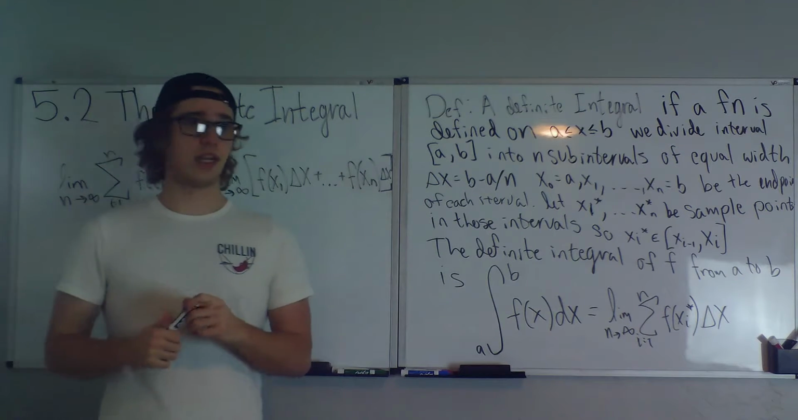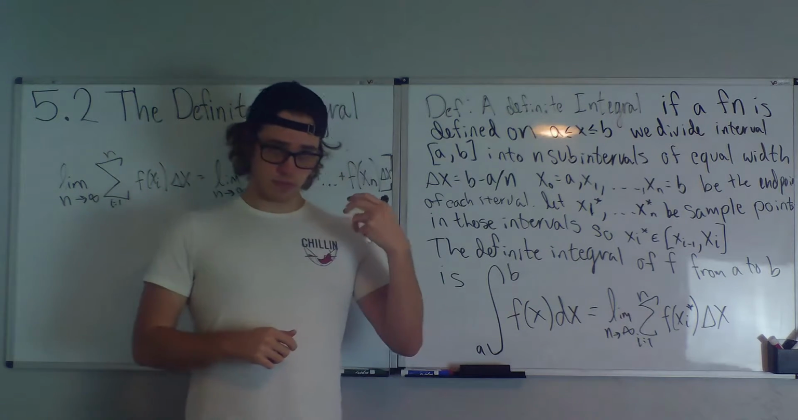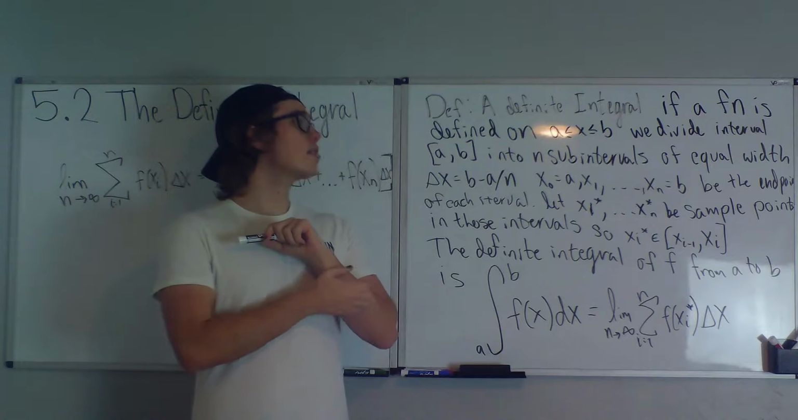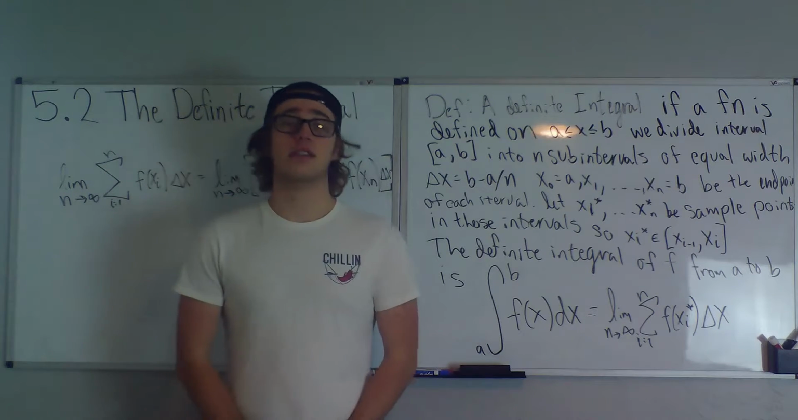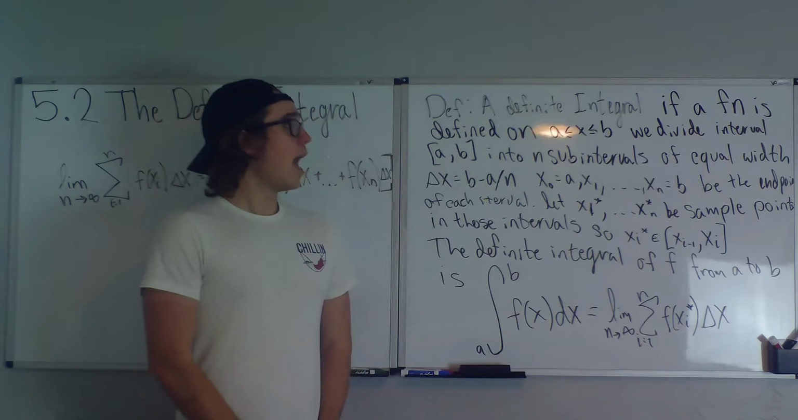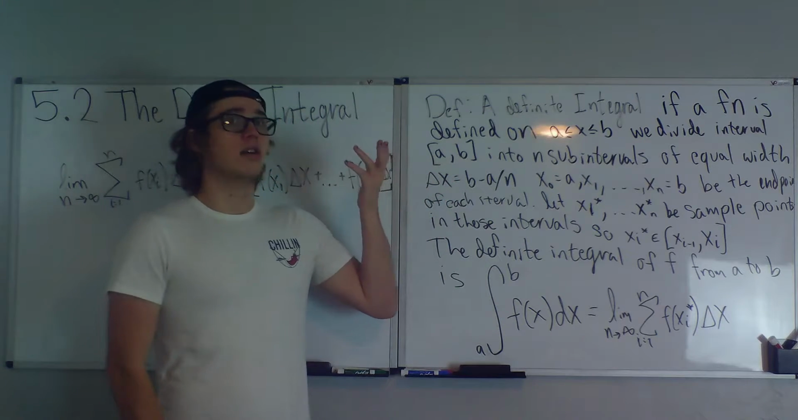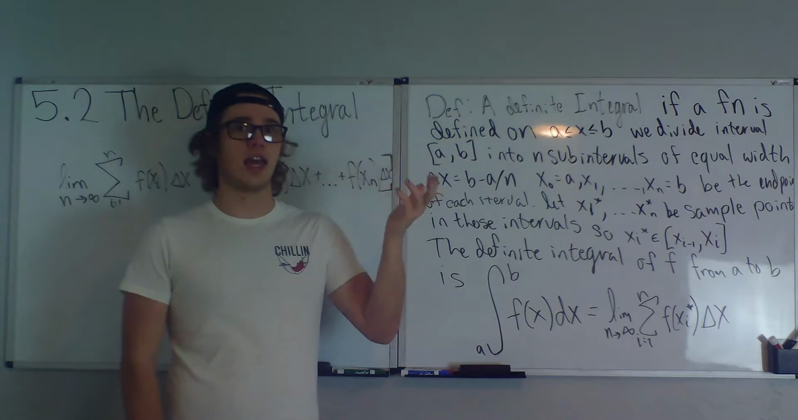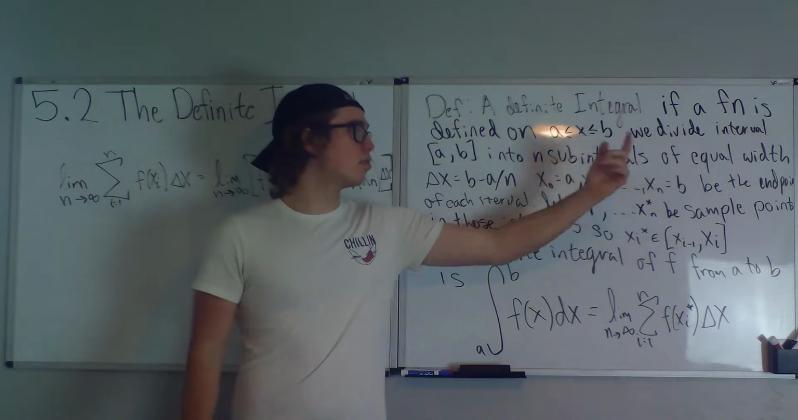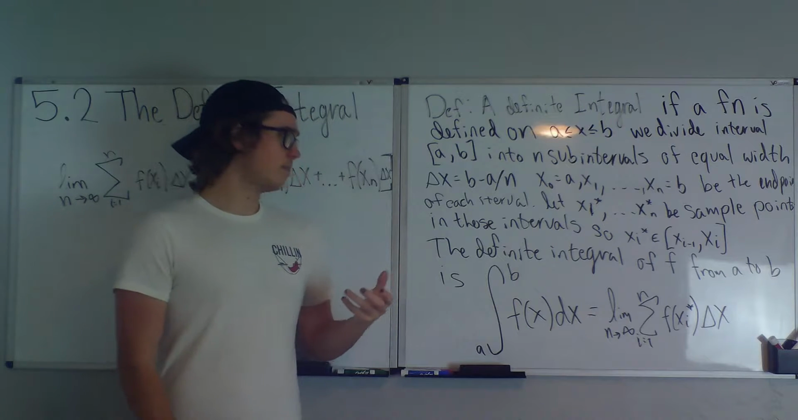So what is a definite integral? If a function is defined on a to b, we divide the interval a to b into n subintervals of equal width, such that delta x is equal to b minus a divided by n. x naught is equal to a, x1 is a plus delta x, and so on all the way up to xn is equal to b. And these are the endpoints of each subinterval.